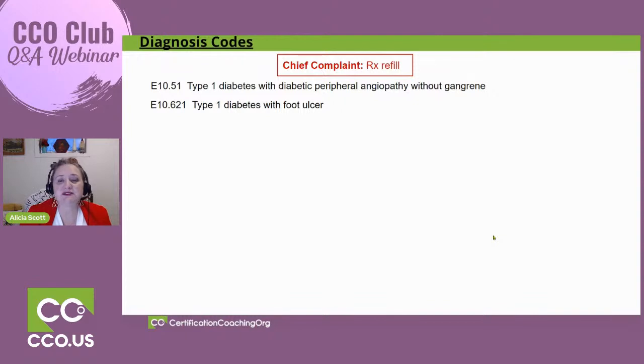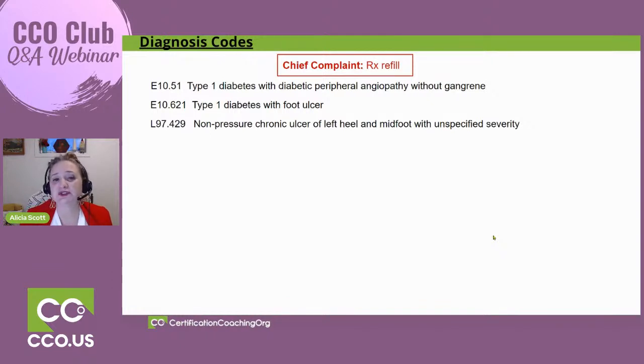Then we have E10.621, because we have diabetes with a foot ulcer, right? Now, you say, well, doesn't that get all caught up in the peripheral angiopathy? No, that's actually two different codes. Then we have to identify the foot ulcer with an L code. L97.429 is appropriate. That's a very long code, but it's because we have laterality and specificity of the foot itself, so it uses every character that we're going to need.